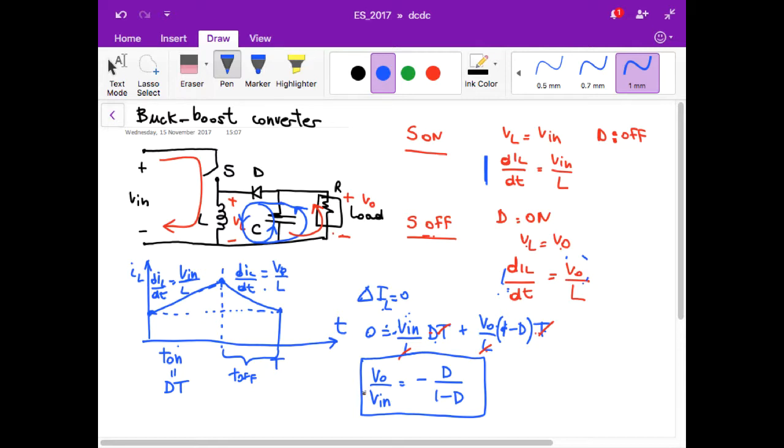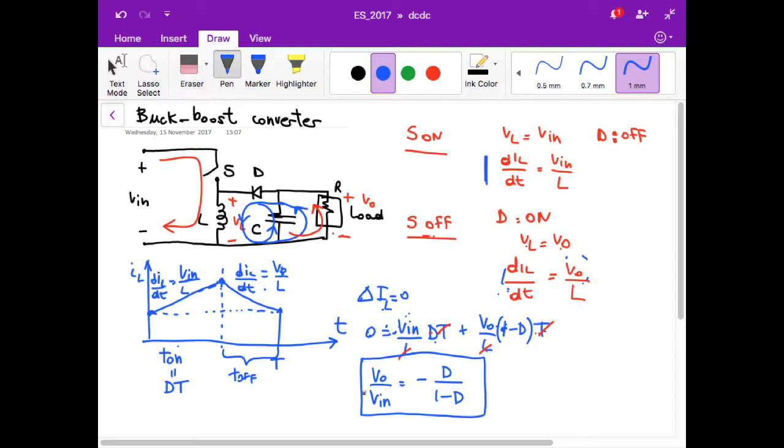For example, if D is equal to 1/2, you can see that the ratio is equal to -1, which means that the output voltage is exactly equal to the input voltage except for the sign. Okay? If D is smaller than 1/2, we can have an output voltage that is smaller than the input voltage. If D is larger than 1/2, the output voltage is larger than the input voltage in absolute module. Okay? Of course, the sign is always opposite, is always negative.